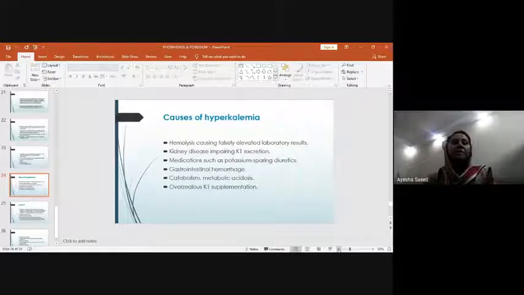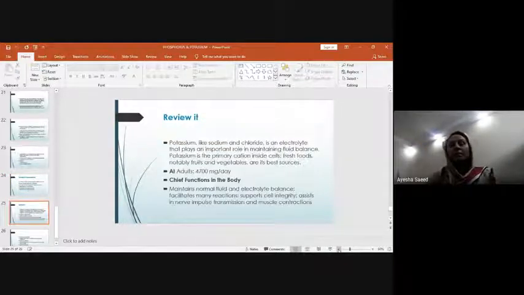Medications such as potassium sparing diuretics, gastrointestinal hemorrhage, if there is some hemorrhage in the GI tract, catabolism, metabolic acidosis, both occur in the diabetes. Overzealous intake means that a huge amount of potassium is consumed. But now we are going to review and summarize the potassium.